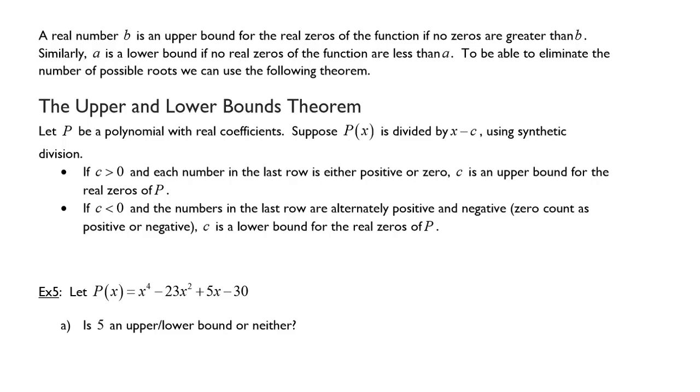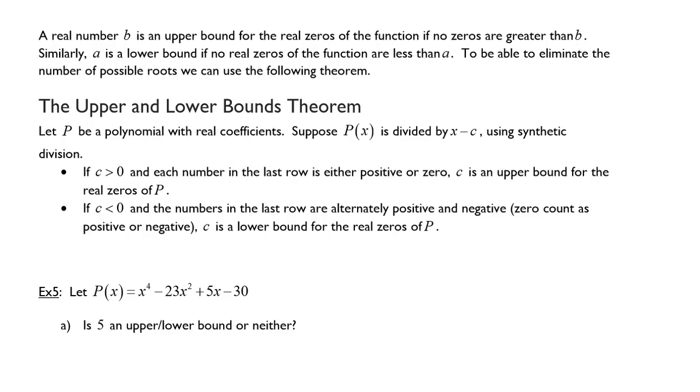Welcome back to part 4 on zeros of a polynomial. A real number b is an upper bound for the real zeros of the function if no zeros are greater than b. Similarly, a is a lower bound if no real zeros of the function are less than a. To be able to eliminate the number of possible roots, we can use the following theorem. It's called the upper and lower bounds theorem.